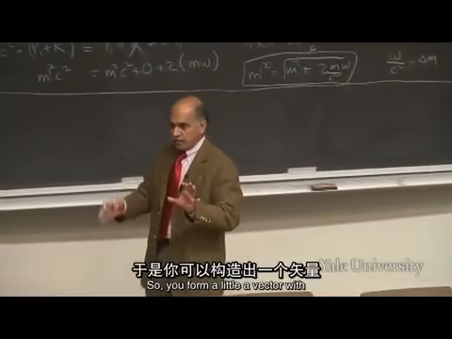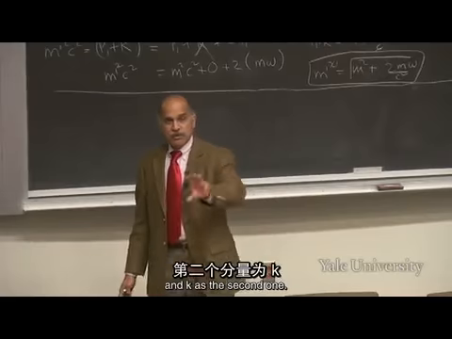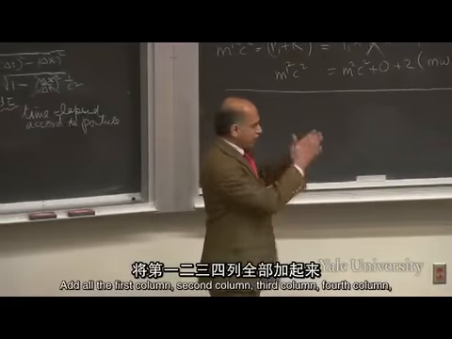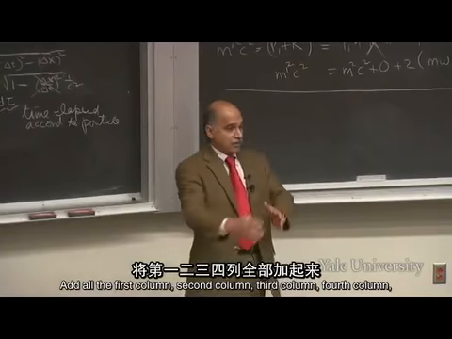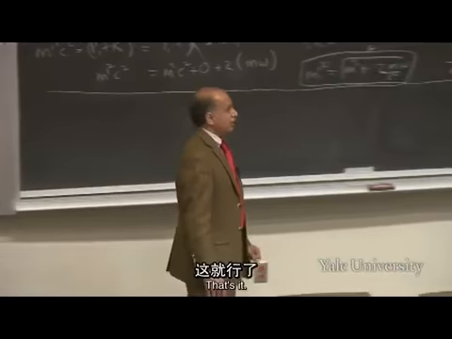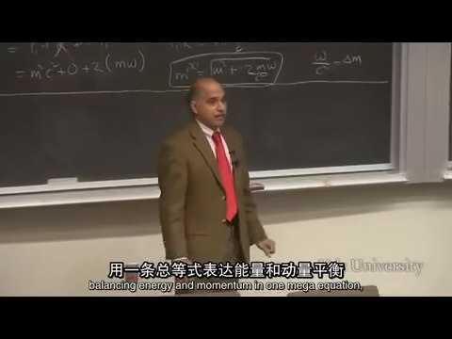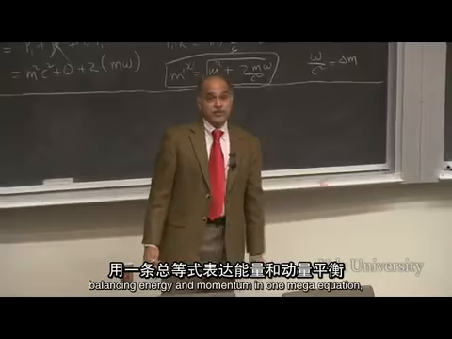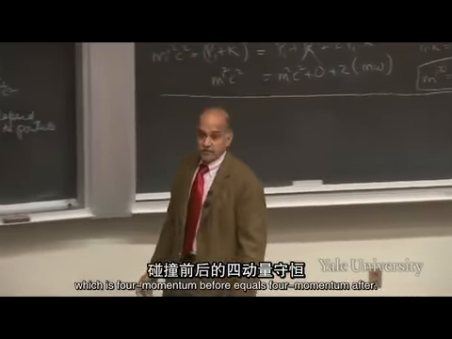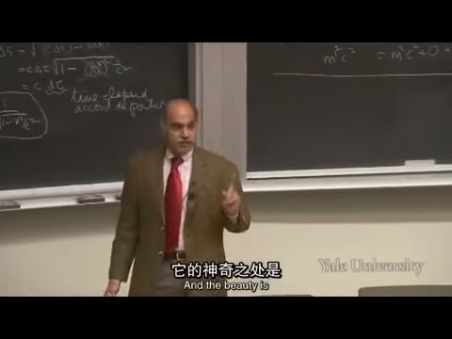So you form a little vector with omega over c as the first component and k as the second one. Then it's very easy. Add all the first column, second column, third column, fourth column, and those four things are separately conserved. That's it. That's the trick to collisions. Balancing energy and momentum in one mega equation, which is 4-momentum before is 4-momentum after.